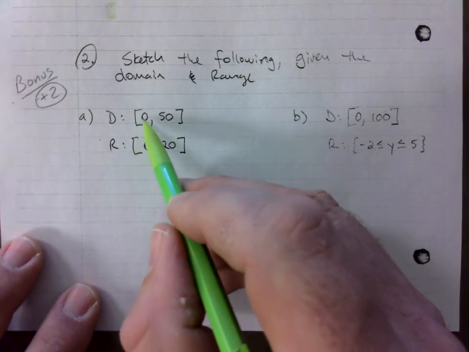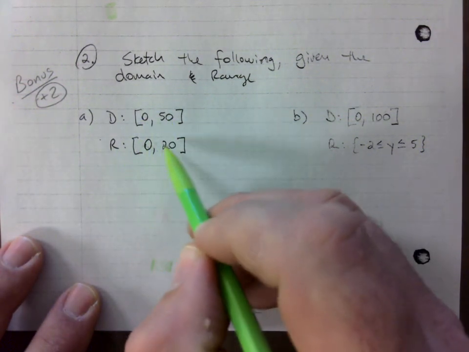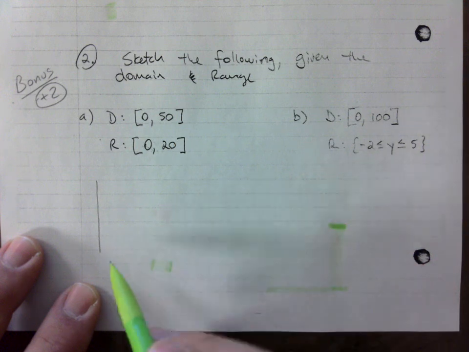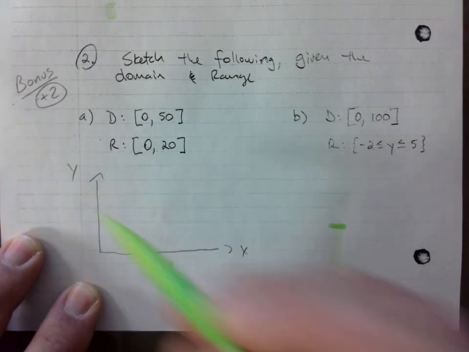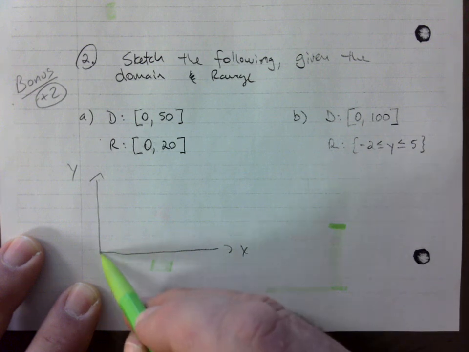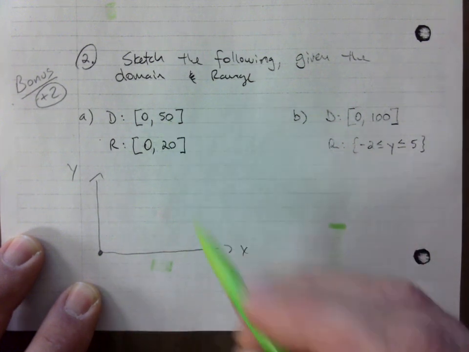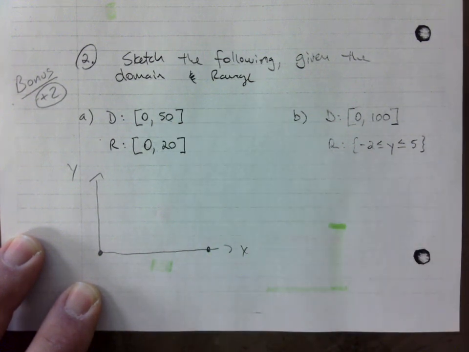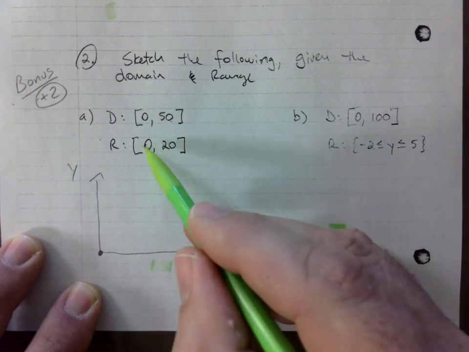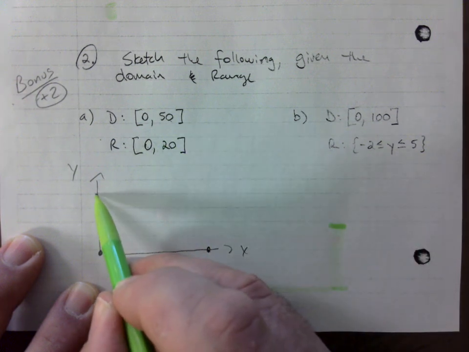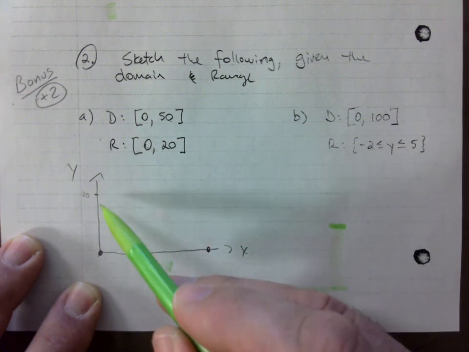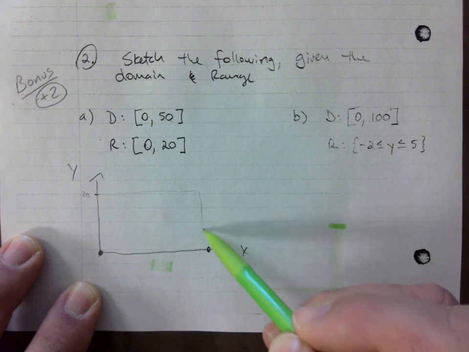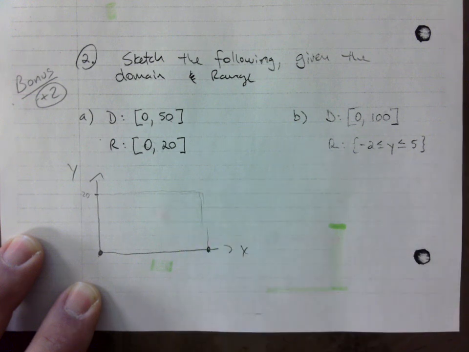So, domain from 0 to 50, range goes from 0 to 20. I don't know if you noticed, but you're sticking to the first quadrant here. You can just go X and Y. And I kind of think, okay, I'm going from 0 to 50 along the X. Okay, I'm making a little mark there. And then I'm going from 0 to 20, right? It's almost like you're going from 0 to 20 along your Y. So that's kind of like the box you can play within. That's really what you're saying.